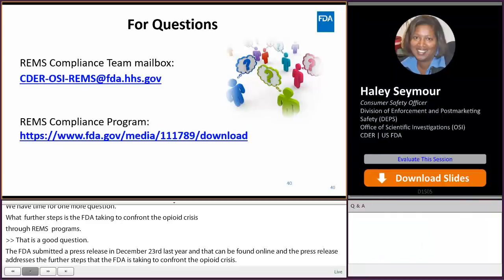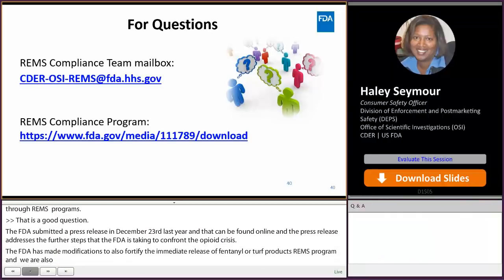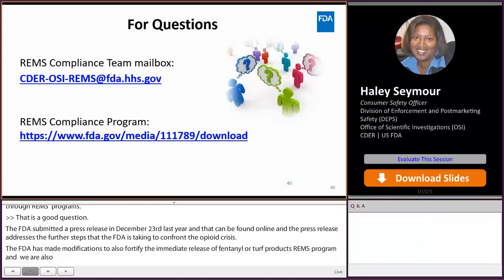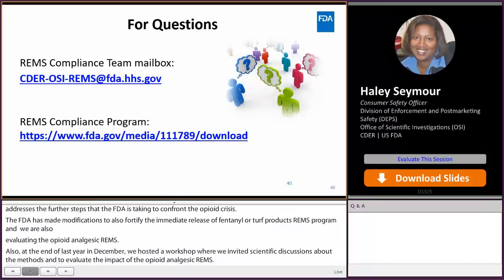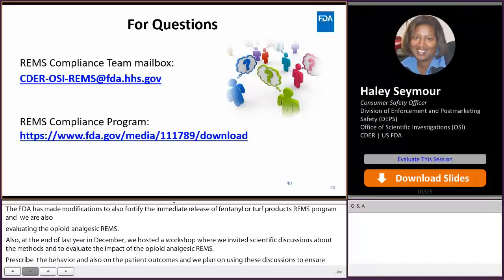Also, at the end of last year, in December, we hosted a workshop where we invited scientific discussions about methods to evaluate the impact of the opioid analgesic REMS on prescriber behavior and also on patient outcomes. And we plan on using these discussions to ensure that the methods ultimately used will be scientifically sound, and that they will focus on the collaboration of the different stakeholders.